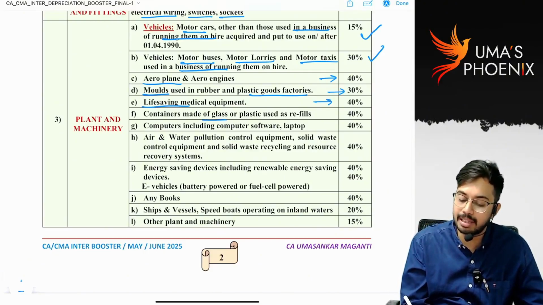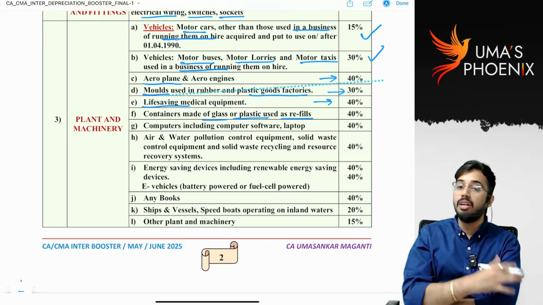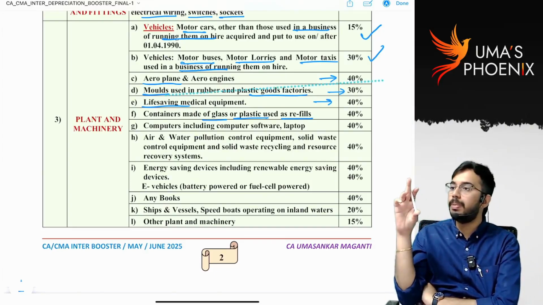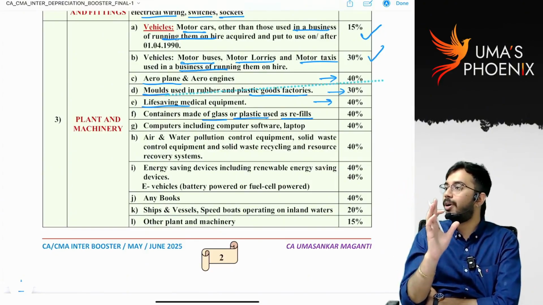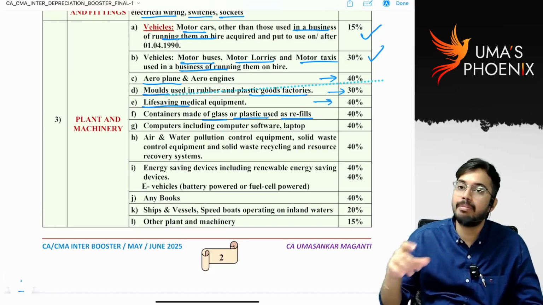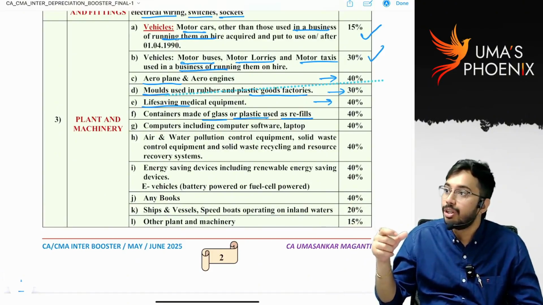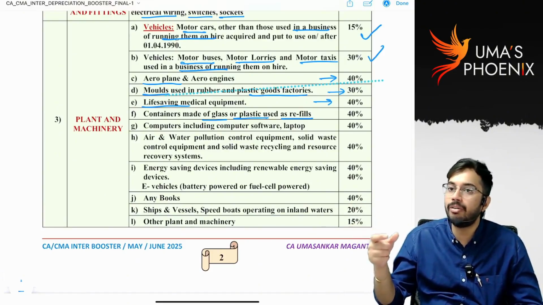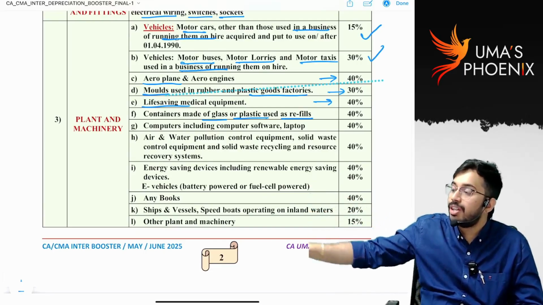Containers made of glass or plastic used as refills. Nowadays we are seeing 20 rupees PET bottles. If you go 5 years ago, there were no PET bottles. We used to get Thums Up and Pepsi in glass bottles. We would go to the shop, he would give a glass bottle, we would drink and keep it in the plastic tray. Correct?